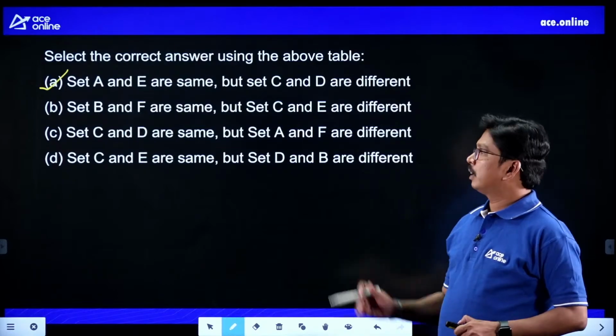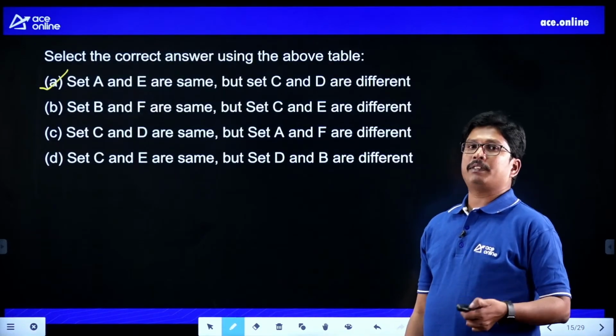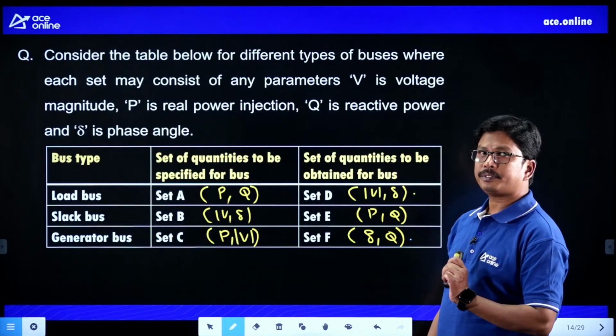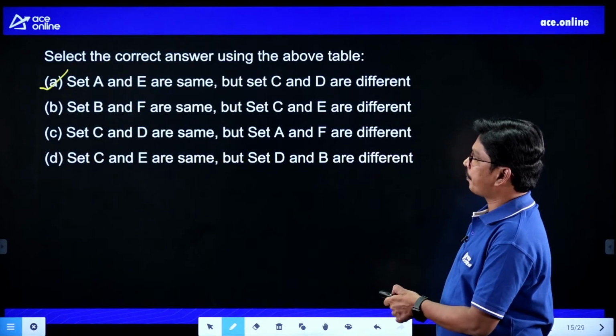It's one of the easiest questions, based on the quantities specified. Clear, right? So we are going for the next question.